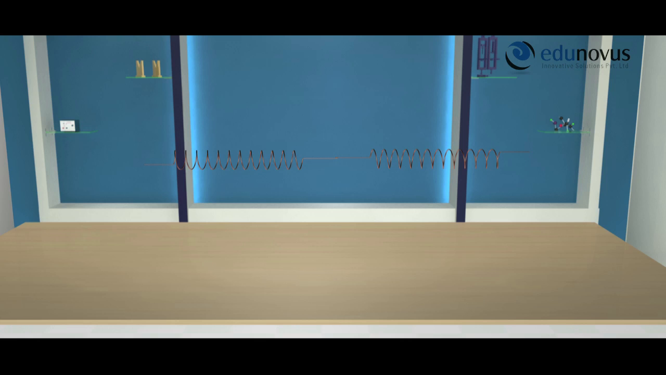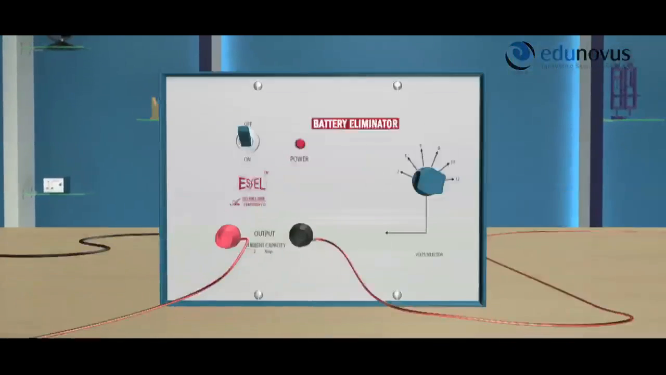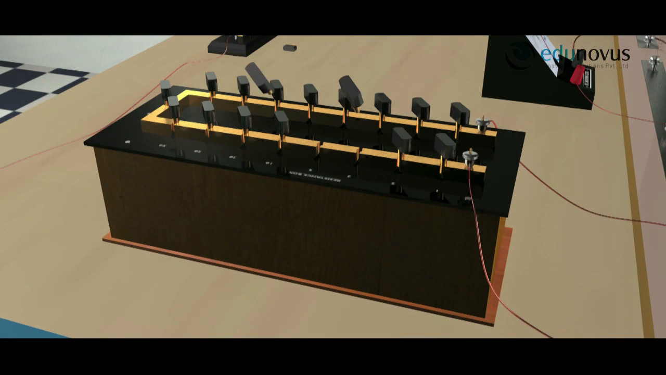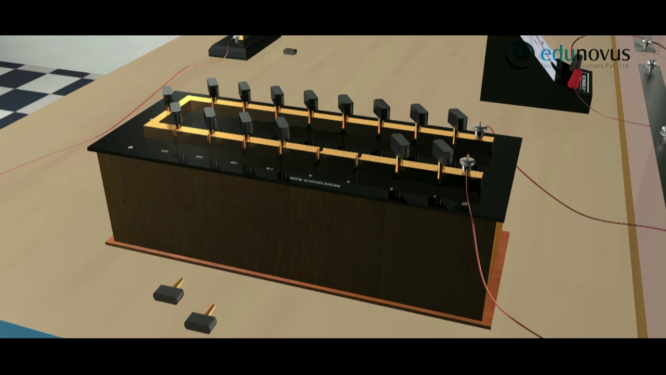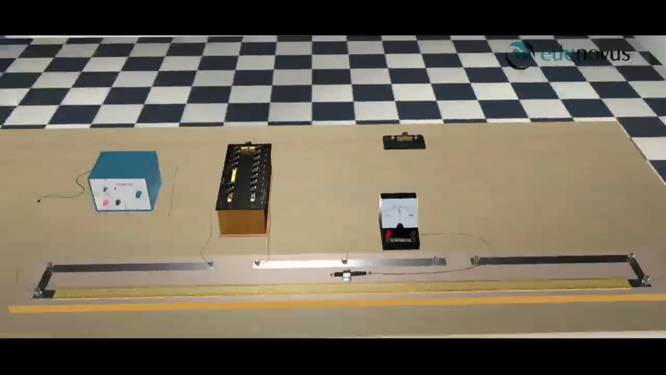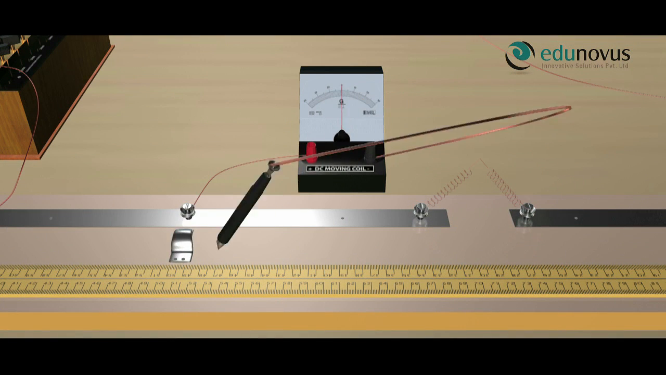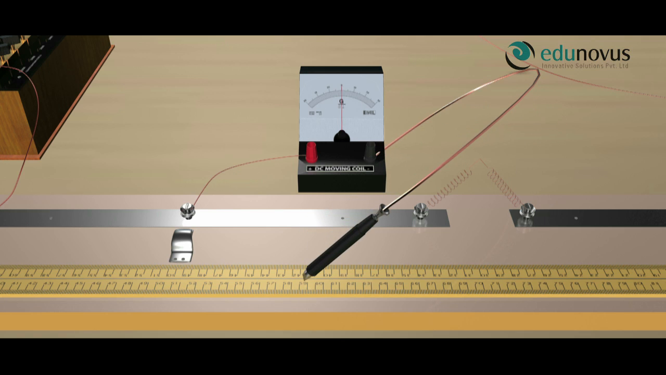Connect the wires R1 and R2 in series and fix it in the right gap of the meter bridge. As usual, switch on the battery, remove 7 ohm resistance from the resistance box and insert the plug key. Now, touch the jockey at different points on the meter bridge wire till the galvanometer shows zero deflection. As you can see, the galvanometer shows null deflection.